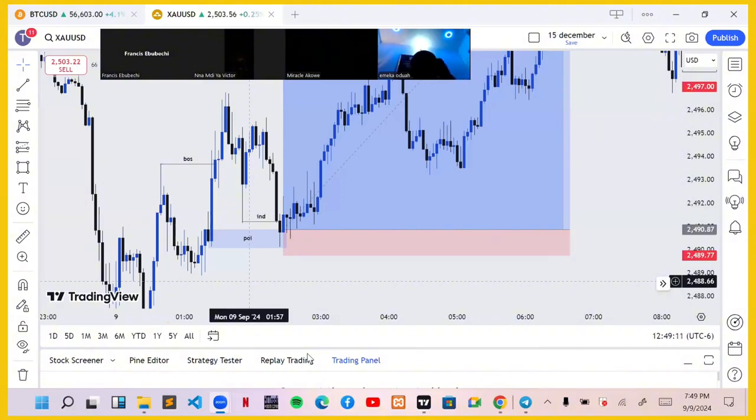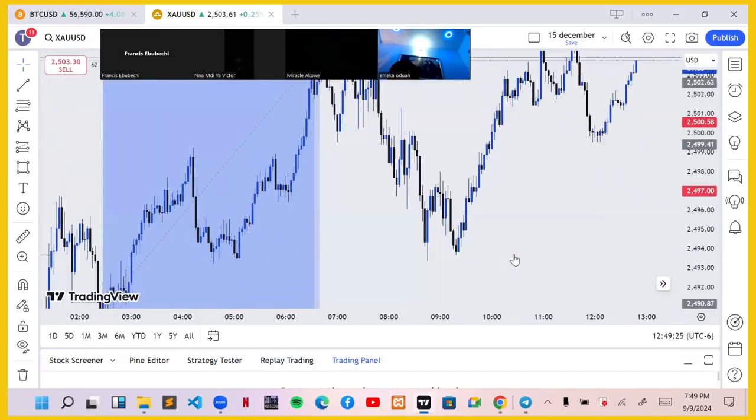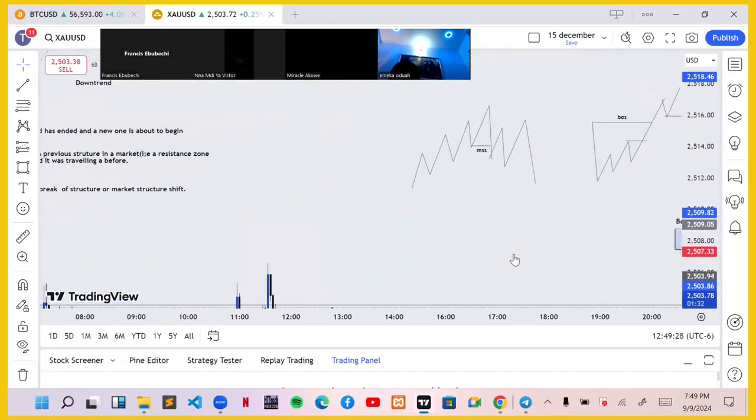Okay. So I want to go over to the second class, the main class, which is actually knowing when to use your point of interest. Now, like I said, I make use of order blocks and breaker blocks as my point of interest.